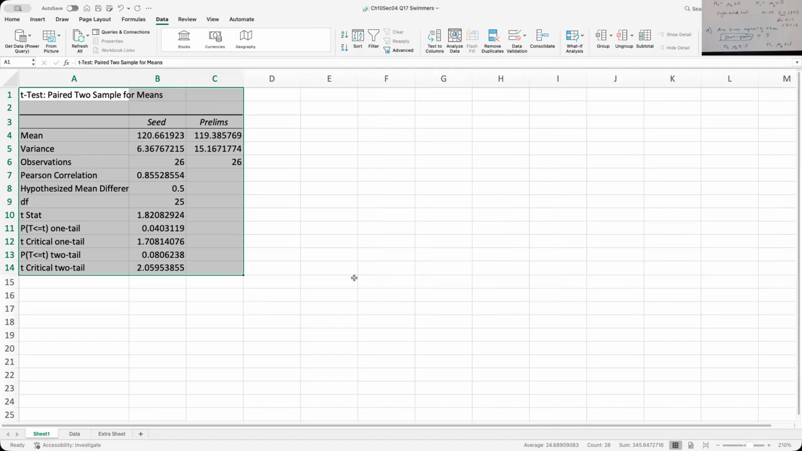So I know which value to look at in that one tail. I want to look at the value that says one tail. There I've got a t-crit for one tail. And I've got a p-value for one tail. And I have a t-stat. So now you have two different ways of answering the question. So now I need the answer.